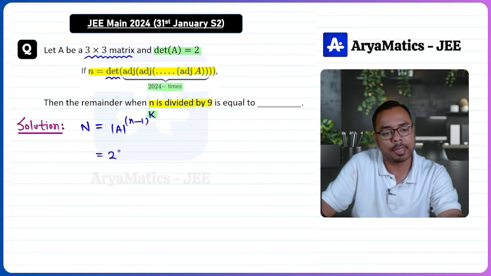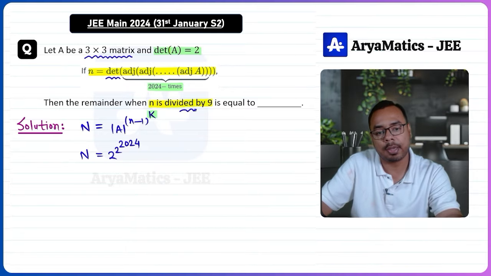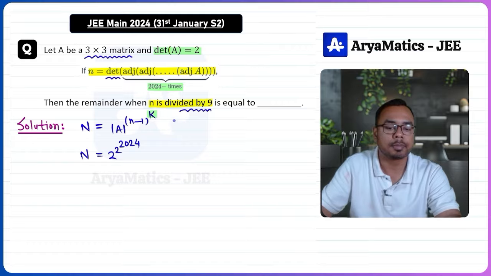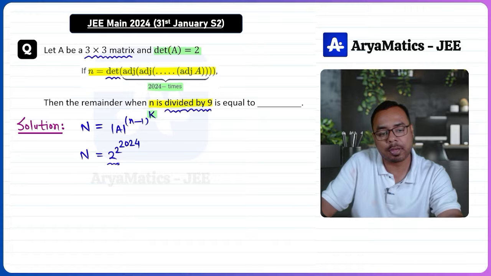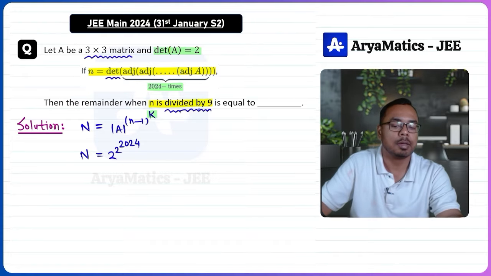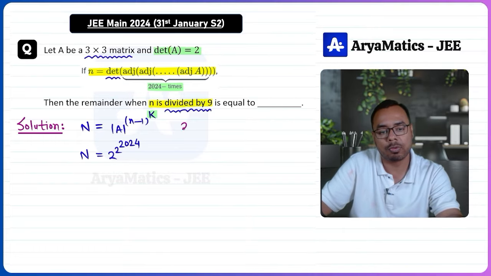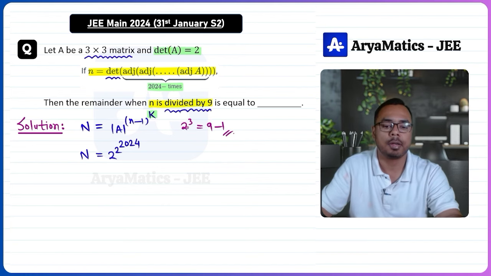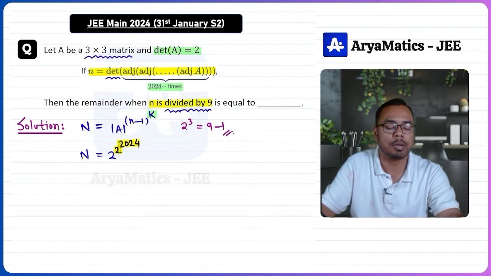So determinant of A is 2, n is 3, so n minus 1 will be 2, and then this raised to 2024. This is number N, and this number is divided by 9. So then we have to figure out the remainder. Now remember, when we are dividing by 9, we have to see which exponent of 2 will be multiple of 9 plus minus 1, right? So clearly you can see that 2 cube will be 8, and 8 is nothing but 9 minus 1, right?